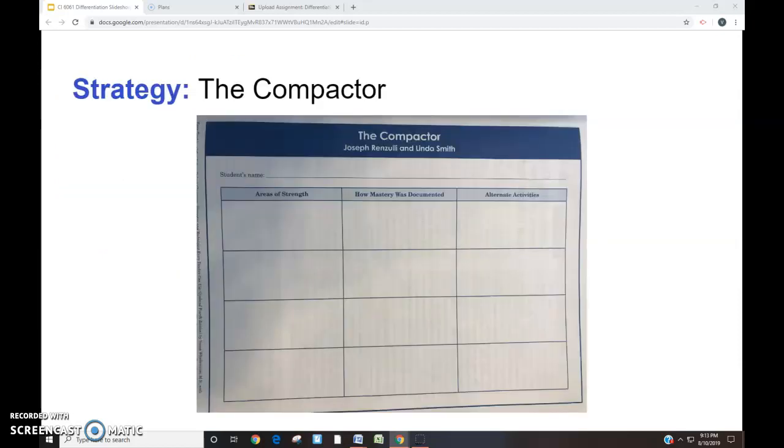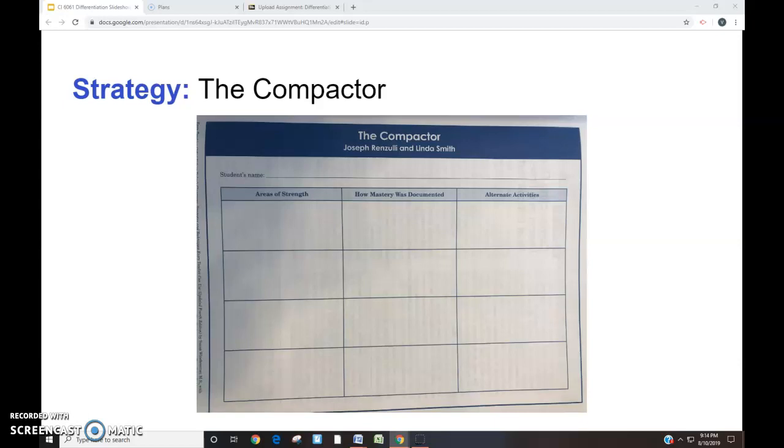The curriculum compactor is a curriculum compacting strategy that allows students who have already mastered content to work on extension activities. Students would not have to complete work that their other classmates would have to complete. They would only have to complete the extension activities that were developed for the unit. Here are the steps in using the compactor.